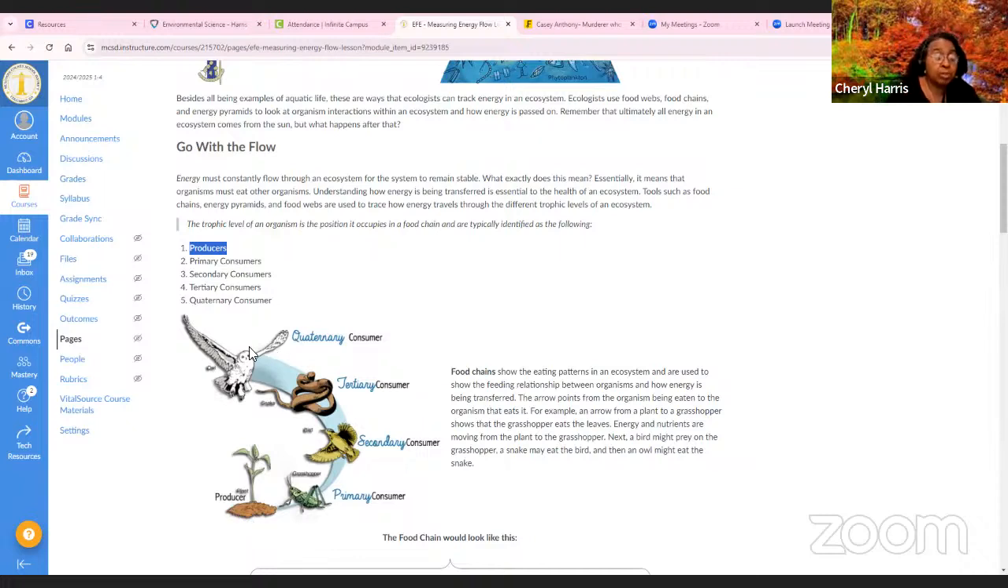They're always going to be at the bottom. And producers are always plants. So if someone asks you, and you will be asked on Wednesday, to write or identify the food chains in a food web, you always want to find where the plant is first. And in different environments, it may not look like a plant like this one. If it's an aquatic environment, it might be algae.